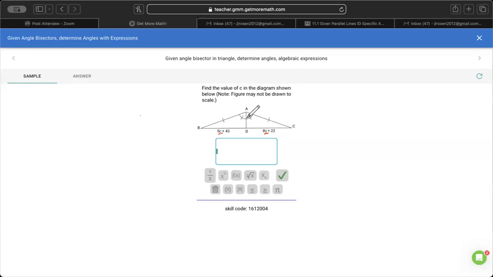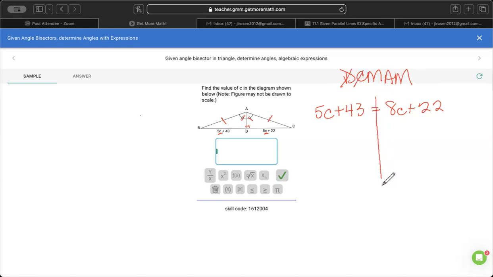Okay, so we know the angles are congruent, and we know these sides are congruent, which then means that this is a perpendicular bisector. So that means that these two sides are also going to be congruent, right? The opposite sides. So again, 5c plus 43 equals 8c plus 22. There's no distributive property. I can't combine on the left or the right.